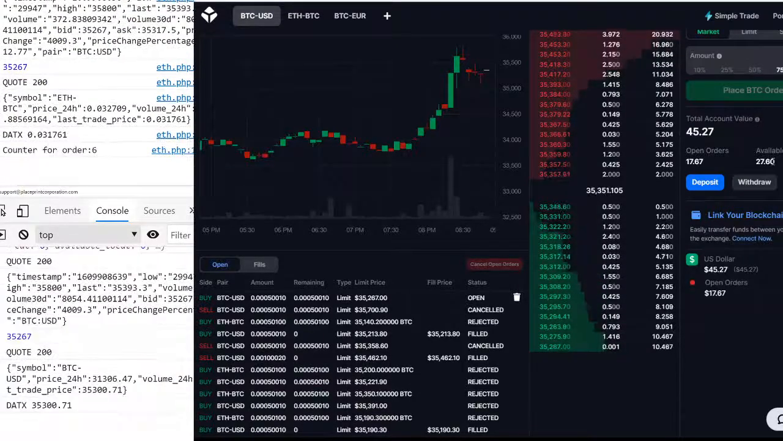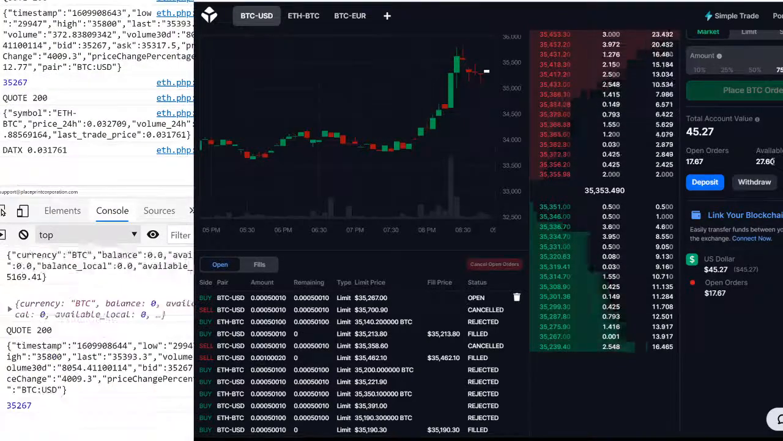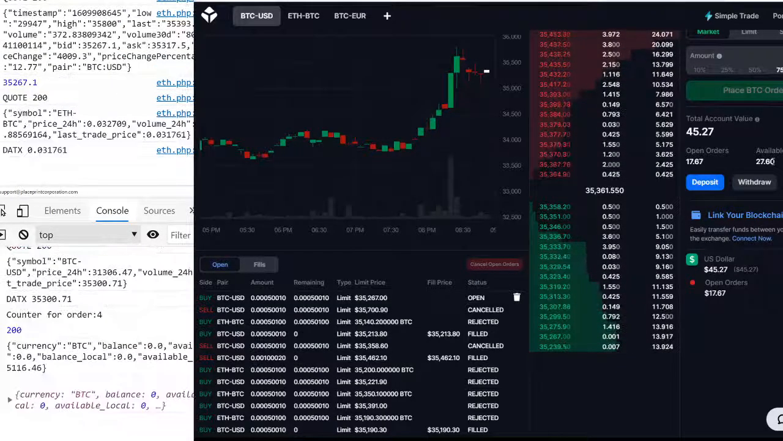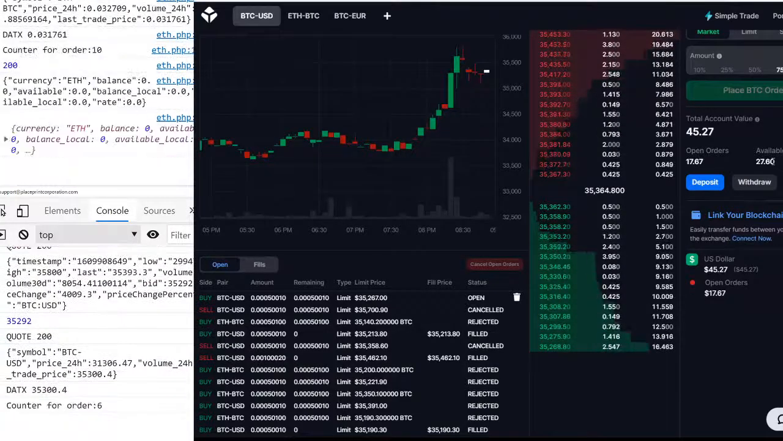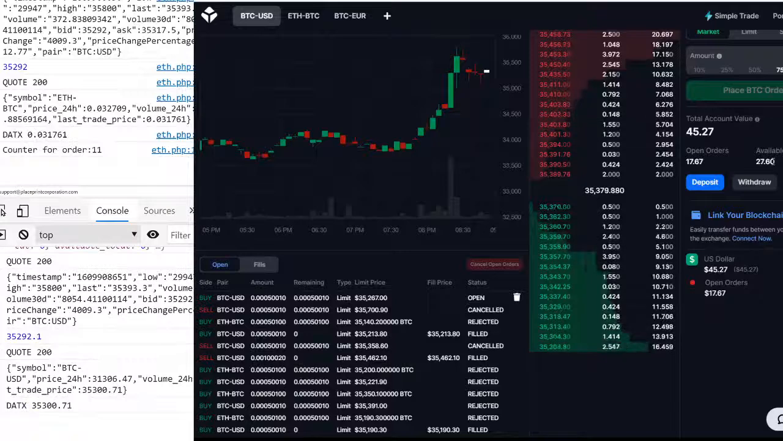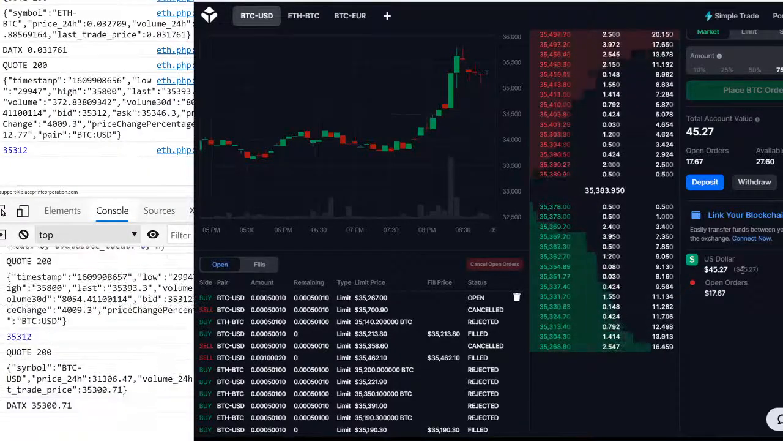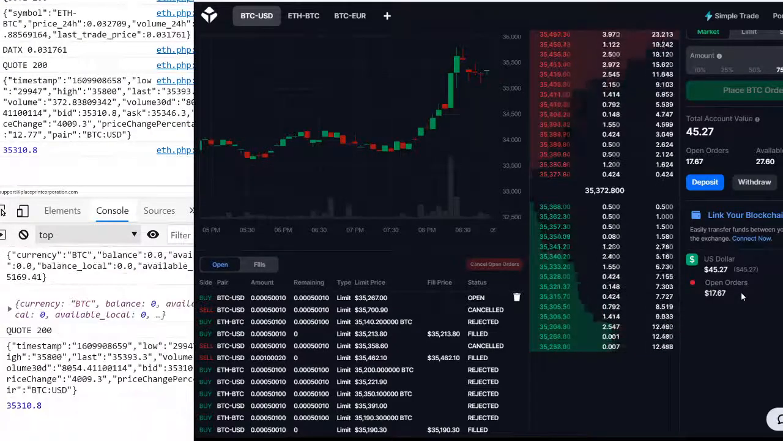And we have another buy order coming in there at 35,267. Excuse me, we have a buy order in now at 35,267.00. We don't have any sell orders because we're completely flat. Look at our portfolio to the right side. You have US dollar $45.27. You have open order $17.67.